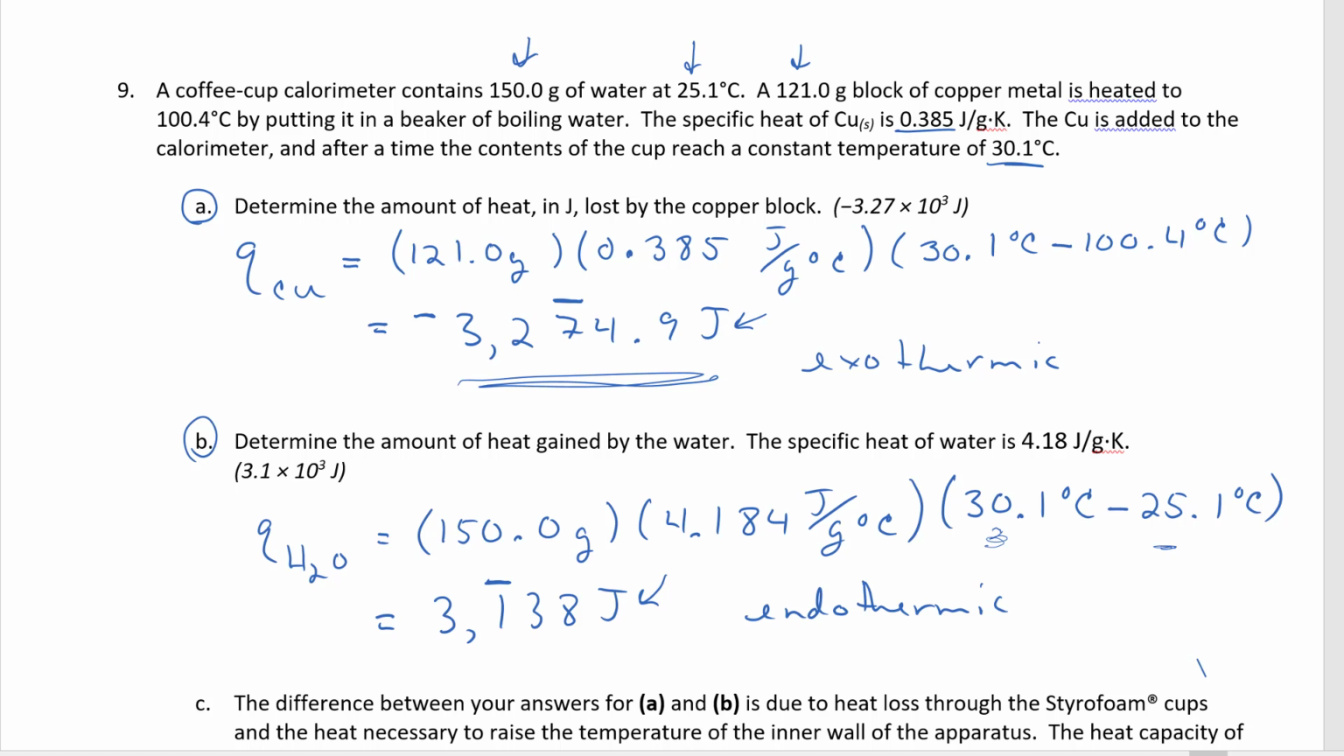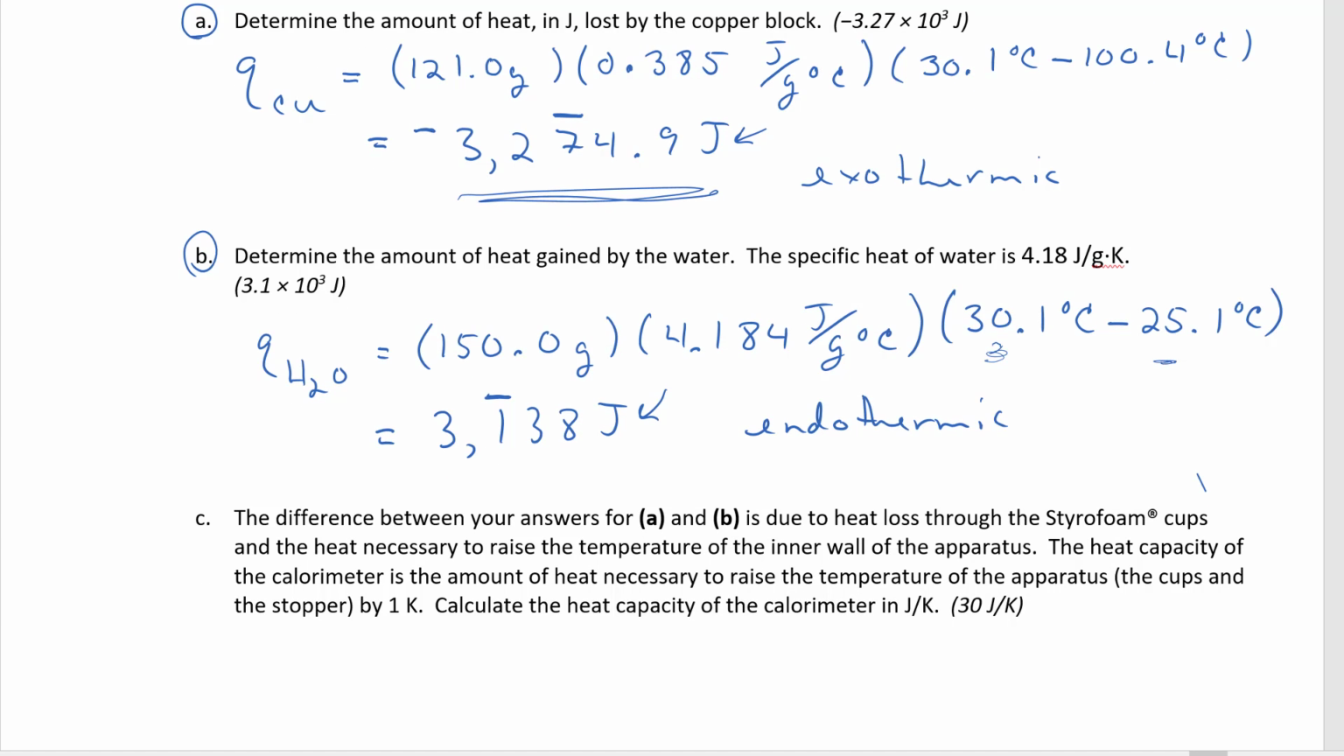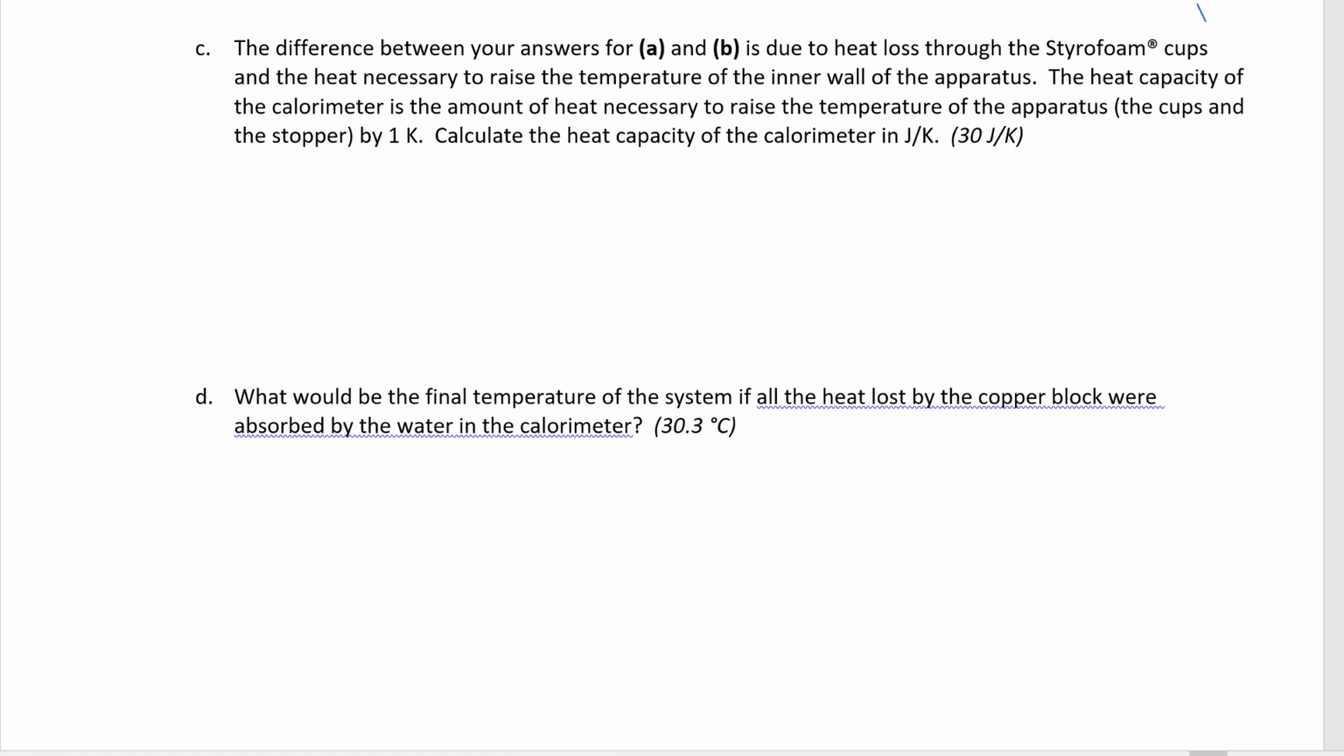So now question C, let's see if I can get down there. C and D, it says that these answers are different, which we can see that. The difference between your answers for A and B is due to heat loss through the styrofoam cups, all right? So it's not a perfect system. Now it says the heat necessary to raise the temperature of the inner walls of the apparatus. The heat capacity of the calorimeter is the amount of heat necessary to raise the temperature of the apparatus by 1 Kelvin or 1 degree Celsius. We need to calculate the heat capacity, but here's the important part.